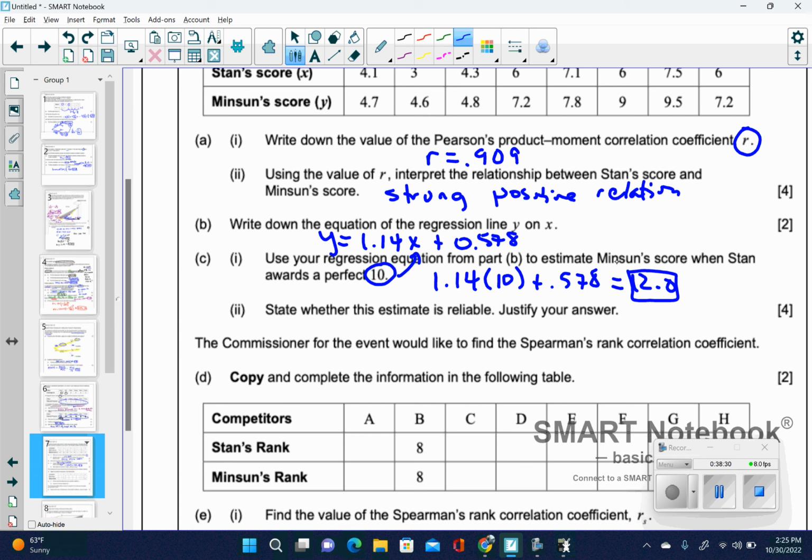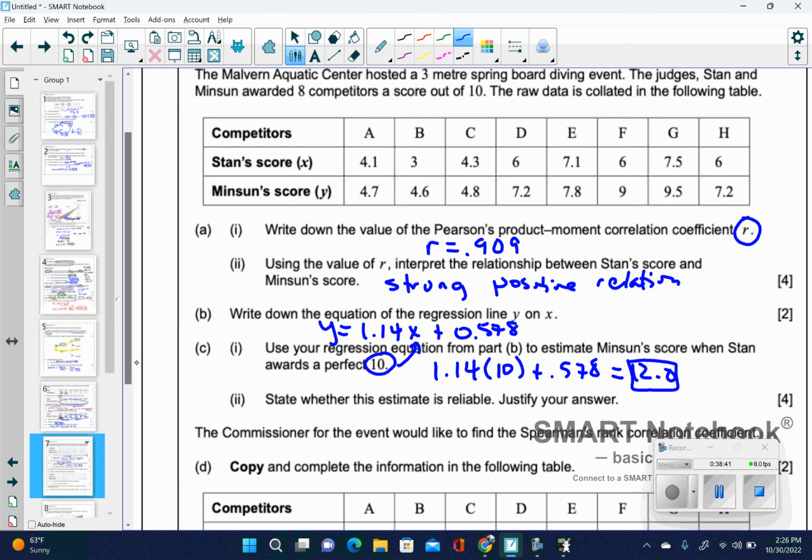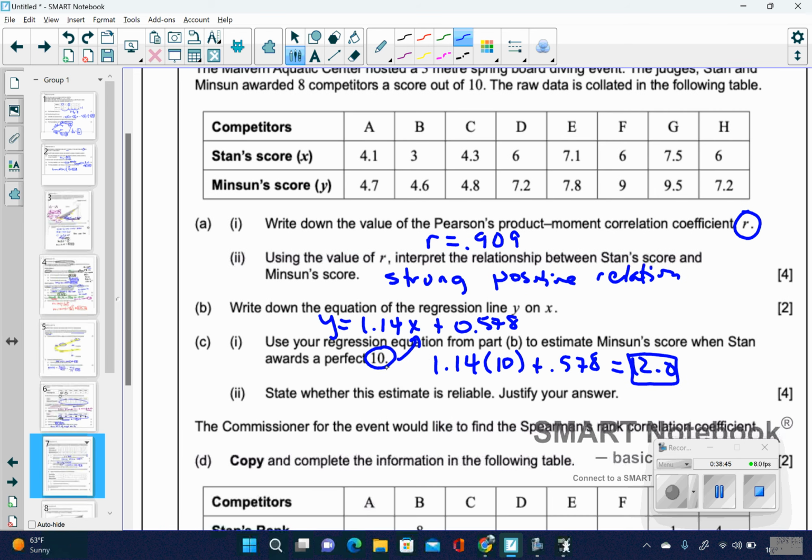Good. So state whether this estimate is reliable. Since 10 is not in the data range, right? If we look over here, 10 is outside. The highest number here is 9.5, the highest number here is 7.5. So 10 is outside the data. So we're going to say it is not reliable, because, and spell the word out please, x equals 10 is outside the data range. Outside the range of data.